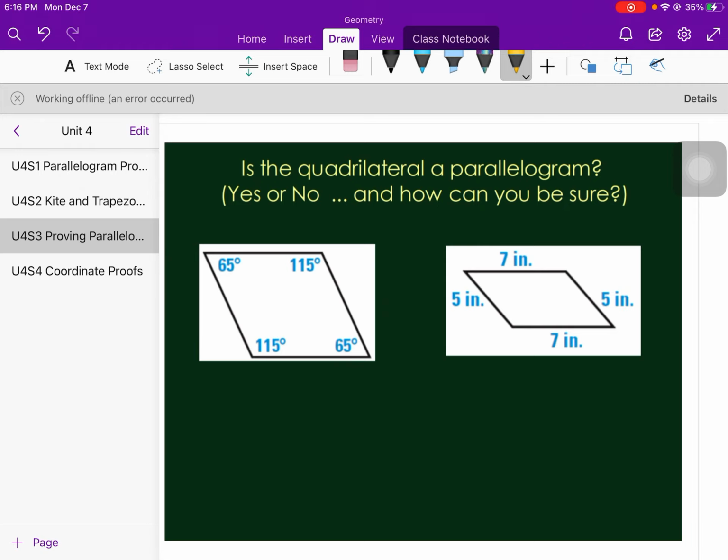With the first one, we notice right away that we have angles that are side by side. They're not the same, but we do see that opposite angles are congruent, and that's actually enough to justify. Those aren't congruent with each other. We just need one. So 65 and 65 are congruent, 115 and 115 are congruent. Therefore, we would say yes, because opposite angles are congruent, and we can just put the symbol.